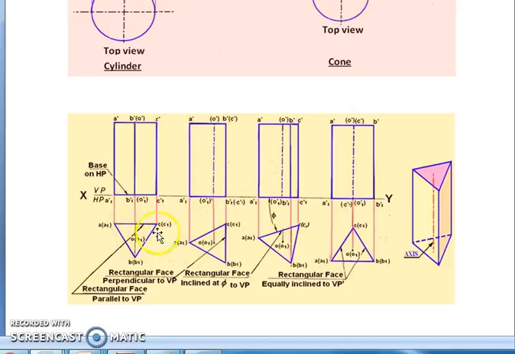In this diagram, the base is parallel to HP, that means the initial axis is perpendicular to HP. That's why we can see the true shape of the base in the top view. But in the first diagram, one of the sides is parallel to VP. In the second diagram, the side is inclined to VP. So in the second and third, the side is inclined to the VP. In the first and fourth diagrams, the side is parallel to VP. In the first diagram, the side is nearer to VP. In the fourth diagram, the side is away from the VP.